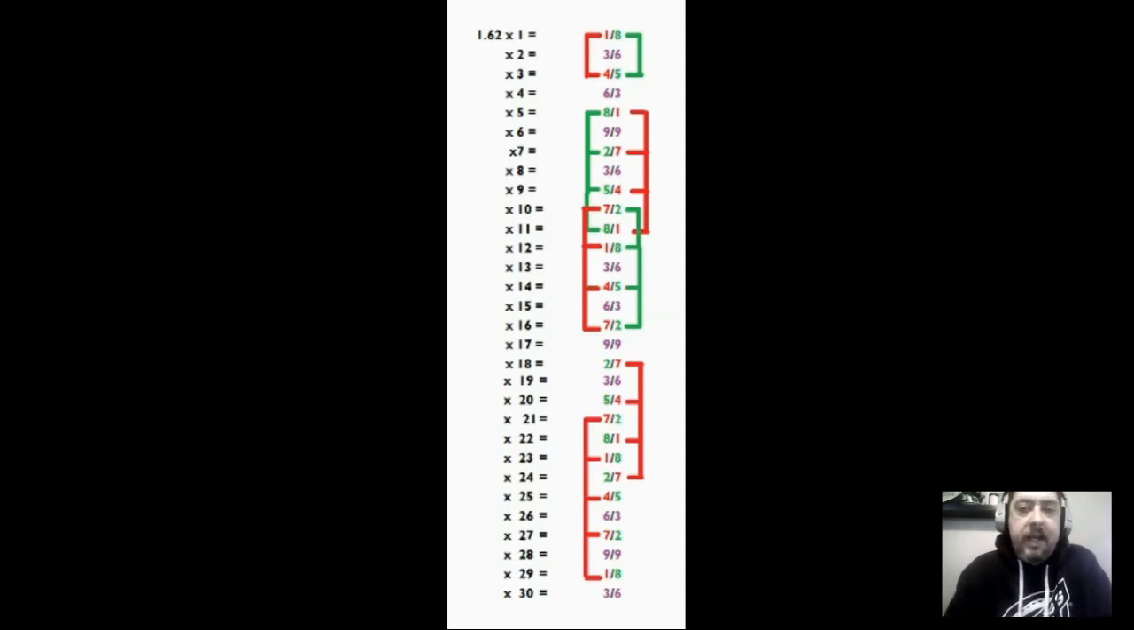But as you can see, the 3s and the 6s are together. The 9s are together. And then you have the green 258, red 174, 147. It's the same thing, same pattern, pretty much as you see with pi.